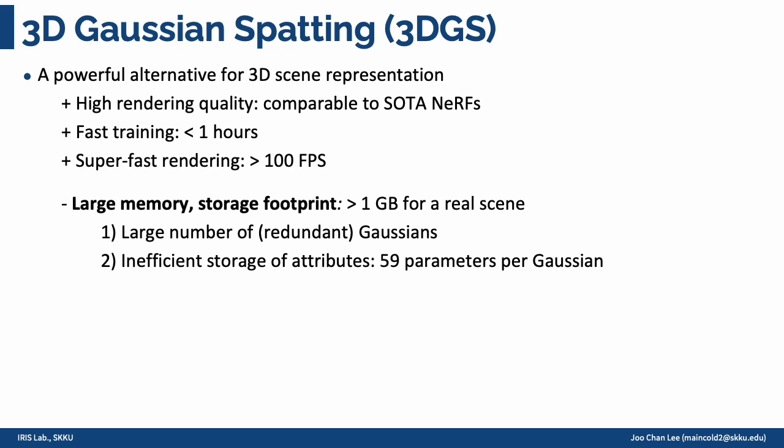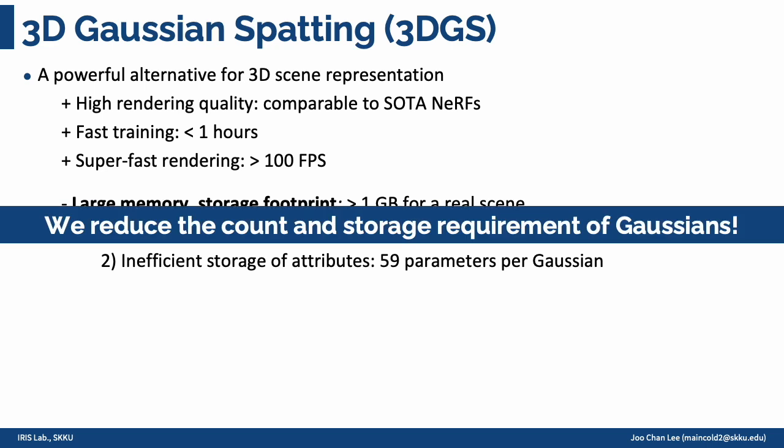However, a significant drawback arises as 3DGS entails a substantial number of 3D Gaussians to maintain the high fidelity of the rendered images. Furthermore, each Gaussian is characterized by 59 parameters, such as position, covariance, and view-dependent color, which require a large amount of memory and storage.